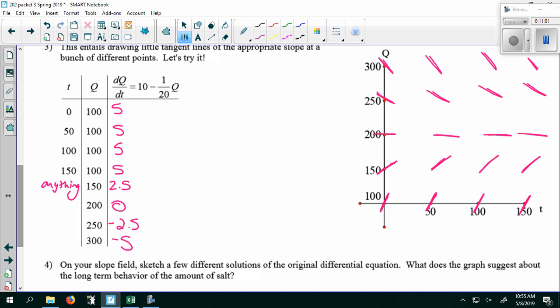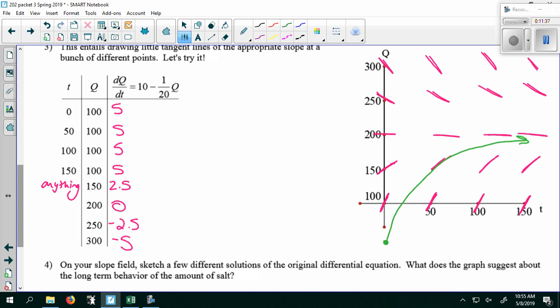So on our slope field, we can sketch some different solutions. My initial condition was q of 0 equals 4. So when t is 0, q is 4. So this is way down here, right? (0, 4), because this is 100. If I just follow the slopes, follow these little tangent lines, they are going to lead me up towards the equilibrium solution, the place where the tangent lines are 0.